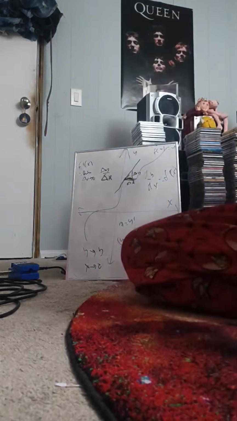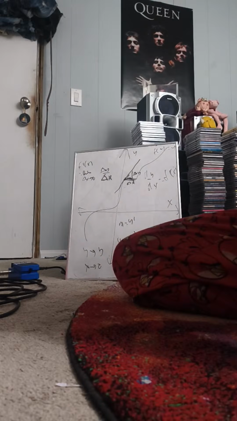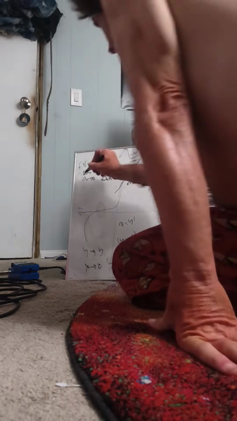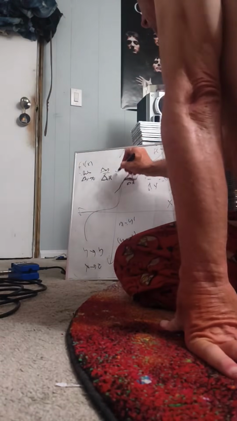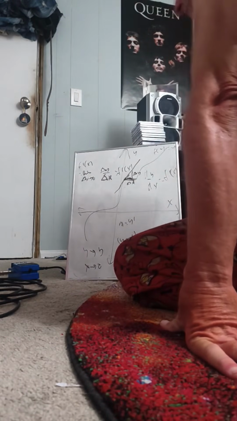Let's go. As delta x approaches 0 of delta y over delta x. Delta means change in math, physics, and chemistry. As delta x approaches 0 of this is equal to f prime of x.